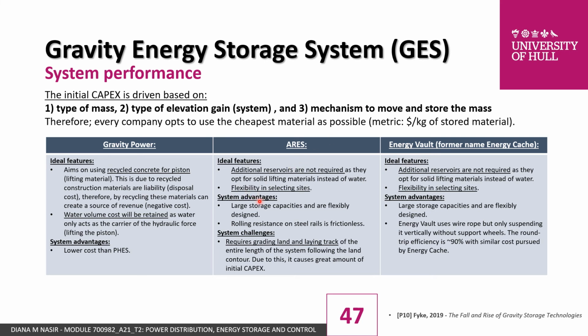The advantage is it has large storage capacities with a fixed or downside system design, and the rolling resistance of the wheels installed on the steel rails is made to be frictionless. The system challenges: it requires grading land and laying tracks, which can cost a huge amount of the initial capital costs. Then we move to Energy Vault, which introduces the suspended cable GES system.